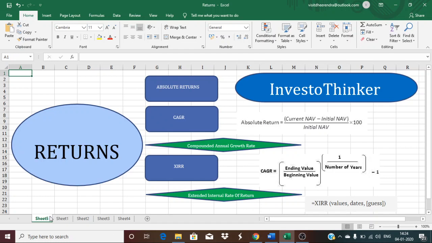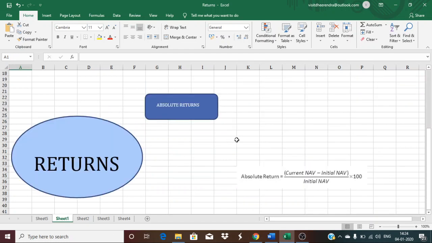Now, first let's talk about absolute return. So you can see on the screen there is a formula given for absolute return. It is basically the difference between current NAV minus initial NAV. Then I will divide it by the initial NAV, and then I multiply the whole term by 100. So that will give us absolute return. Now this current NAV we can say is the current market value, and initial NAV is the cost.